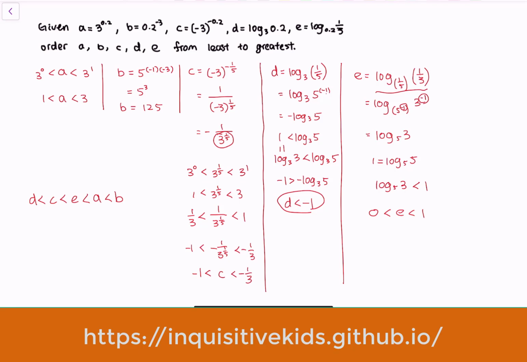In this problem, we didn't have to find the exact value of each of these letters. All we had to do was zoom into where these numbers approximately lie, and then we can still order them from least to greatest.